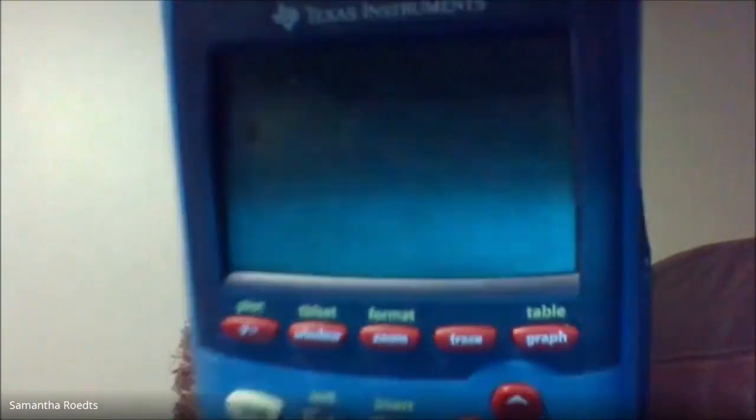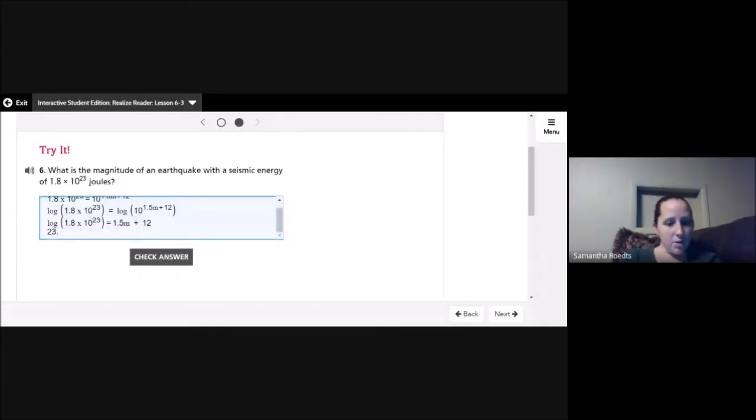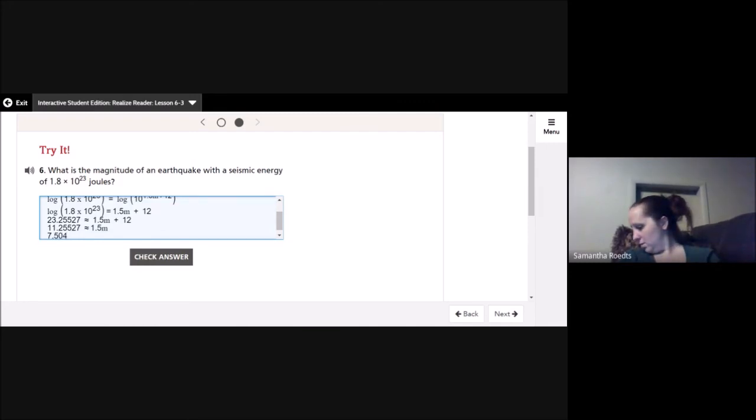23 and some change. So 23.25527 is approximately 1.5 M plus 12. I subtract 12 from both sides, which gives me 11.25527. That's 1.5 M, and then I divide both sides by 1.5. So 7.504 is approximately M. So the magnitude is about 7.5.